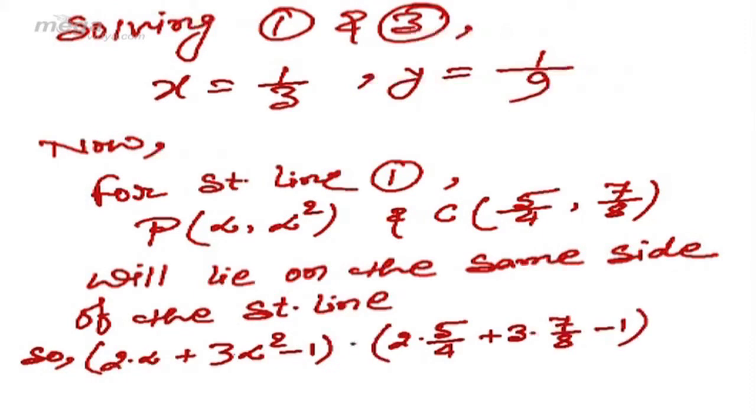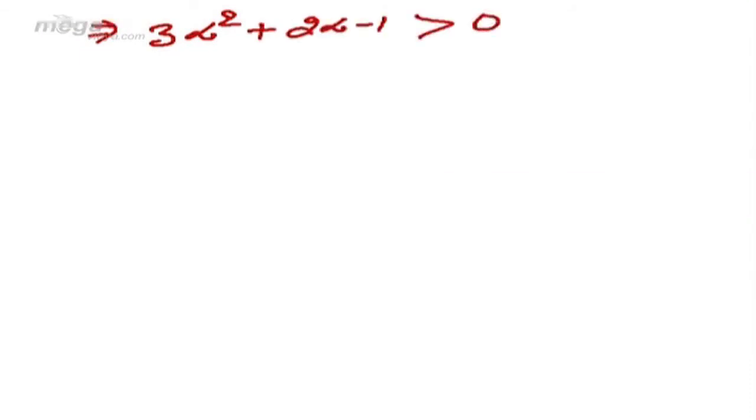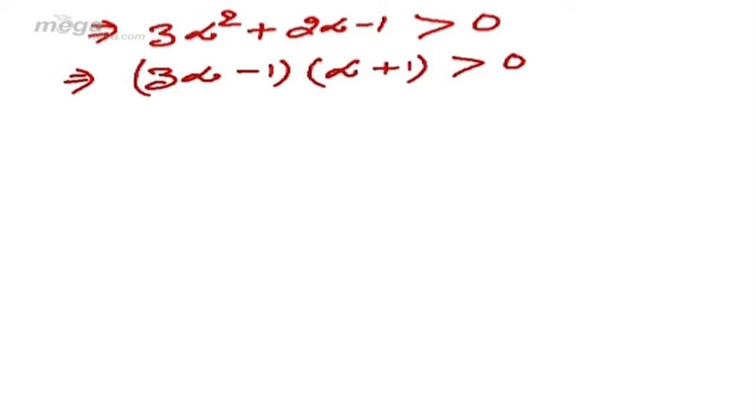It means the product of these two should be greater than 0. Now we will simplify. 3 alpha square plus 2 alpha minus 1 into, in this case, it will be 33 by 8 is greater than 0. Hence, you will get here 3 alpha square plus 2 alpha minus 1 is greater than 0. Now we can factorize it. So it will be 3 alpha minus 1 into alpha plus 1 after factorization by splitting the middle term.